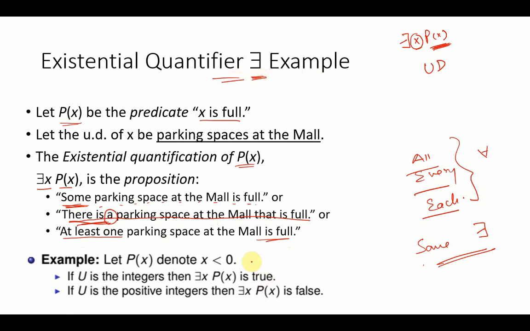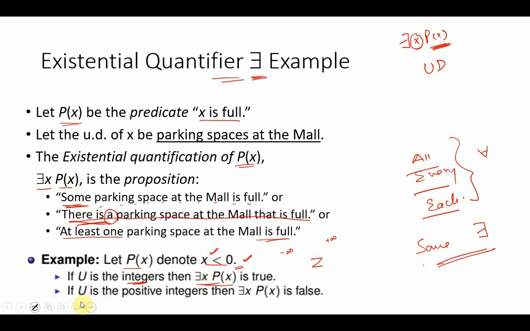Once again, let's take the previous example in terms of existential also. When I said P(x) denotes x is greater than 0, there I took x is greater than 0. Here let's take x is less than 0. If the universe of discourse is the set of all integers, then there exists x P(x) is true. Why? Because there are integers for which x is less than 0. The set of integers includes from minus infinity to plus infinity, so for all the negative integers this is true. So existentially this is true.